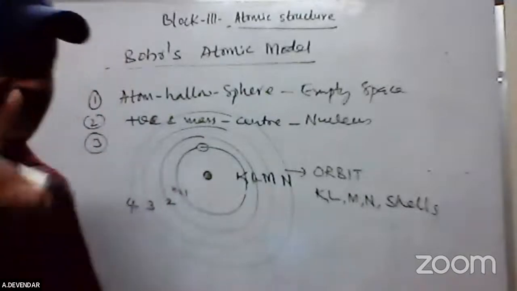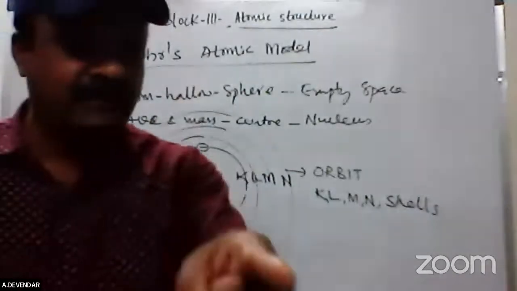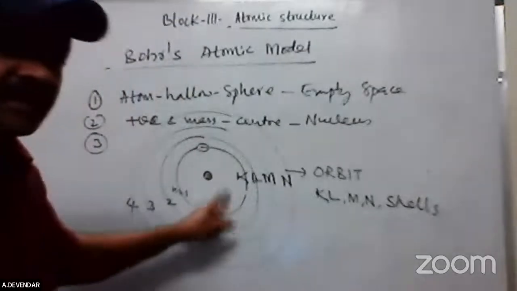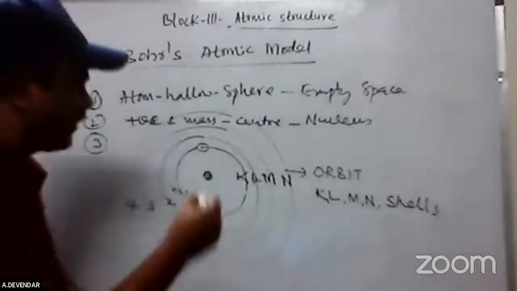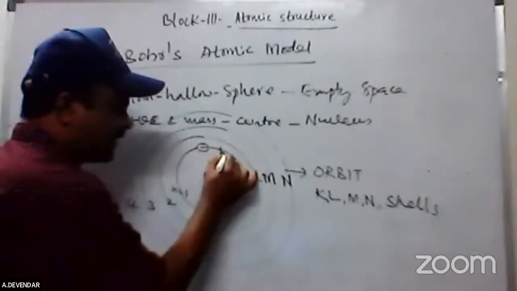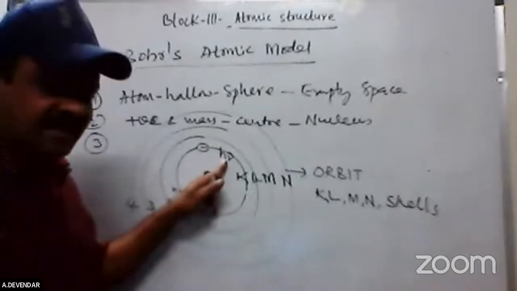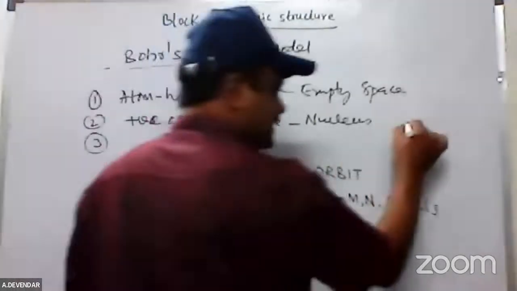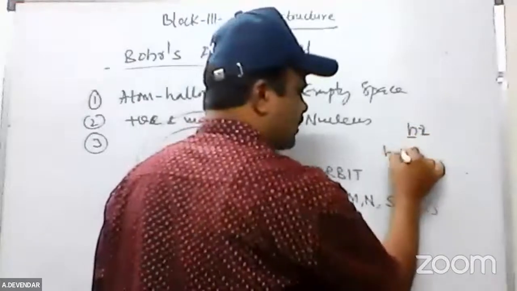He designated the letters very particularly. And also he explained the stability of the atom. Each orbit is associated with a definite amount of energy, that is, a quanta of energy. First orbit has a quanta h nu. h is Planck's constant. So the energy is h nu, where nu is the frequency and h is the Planck's constant.